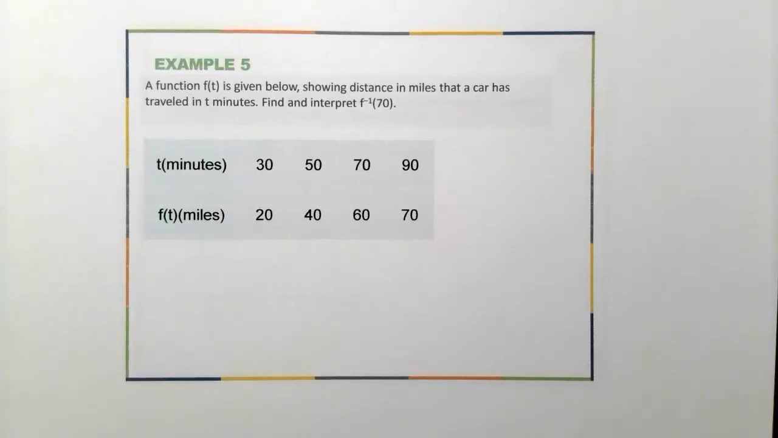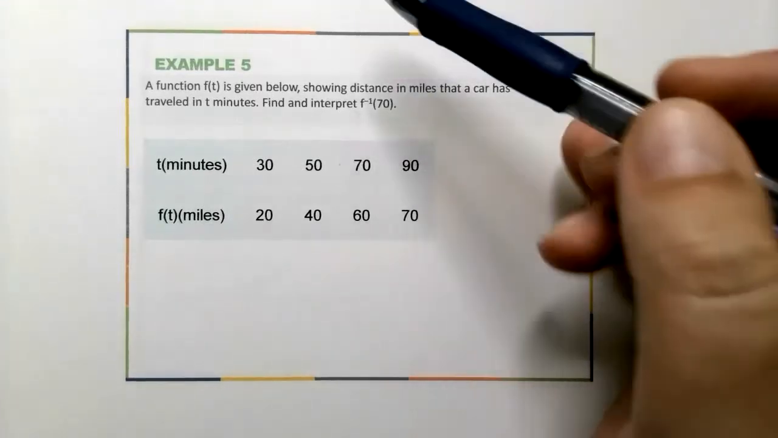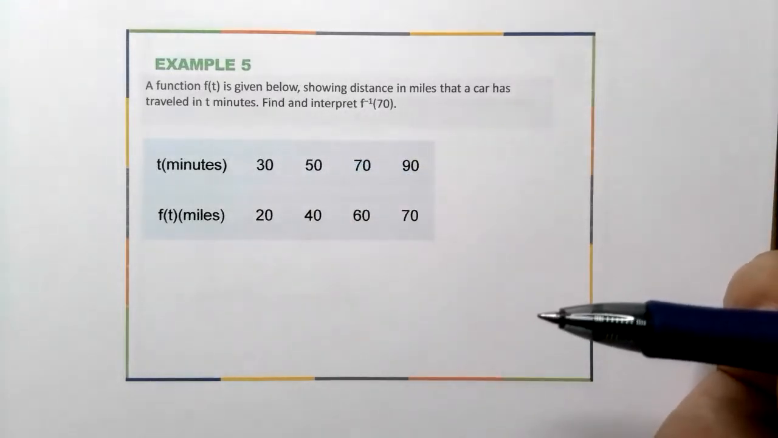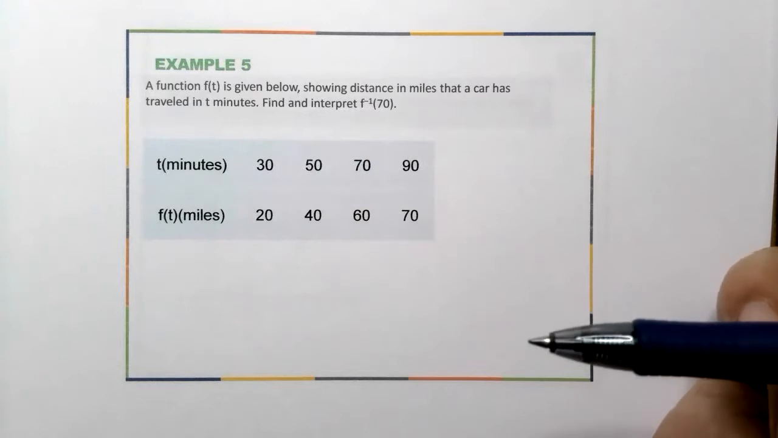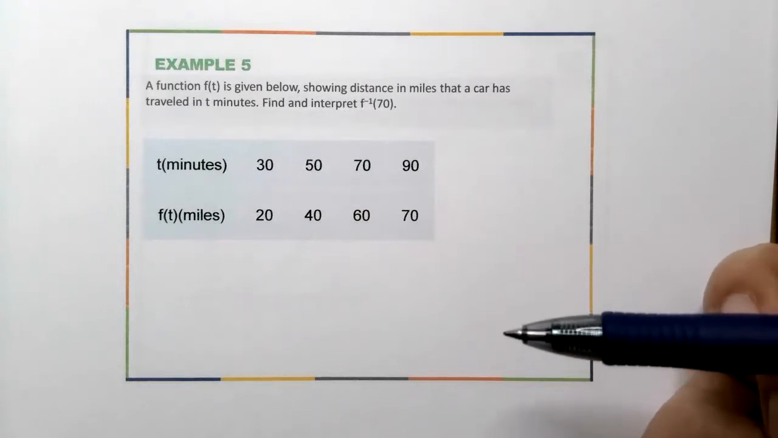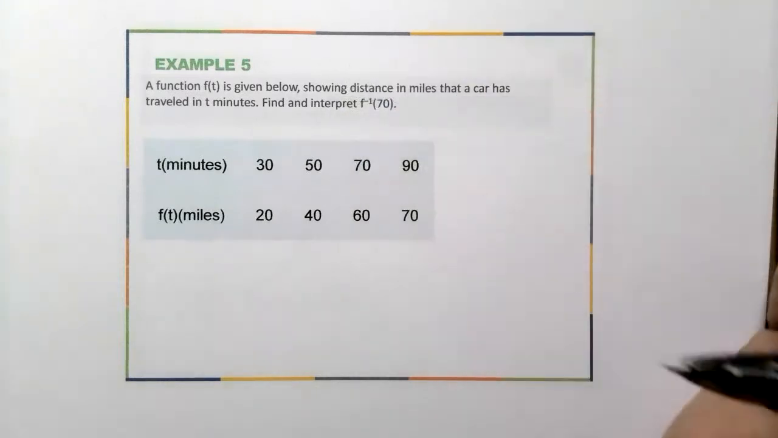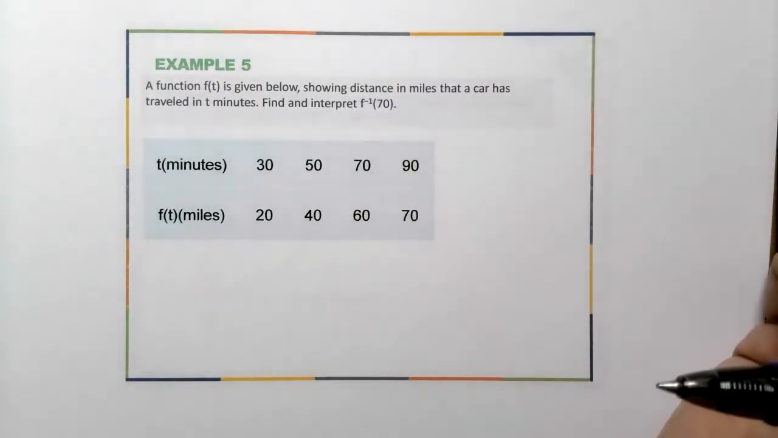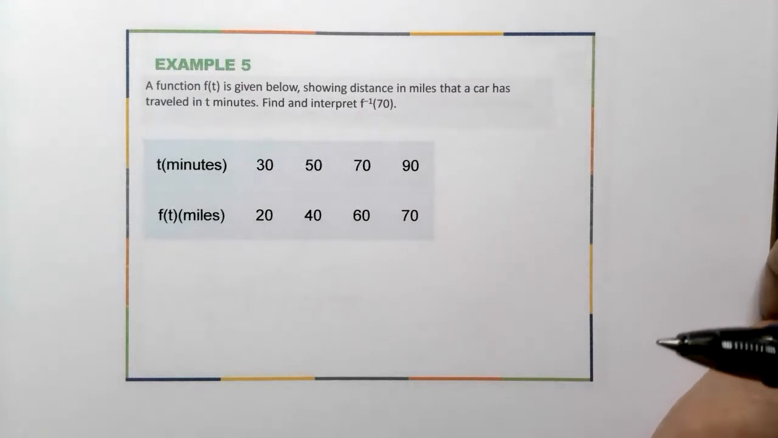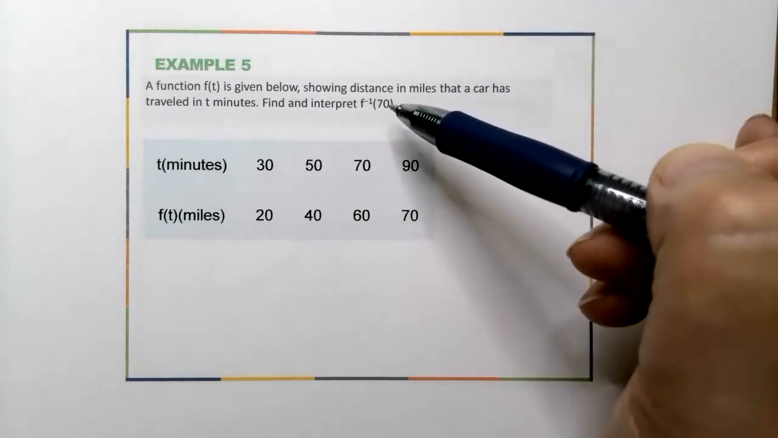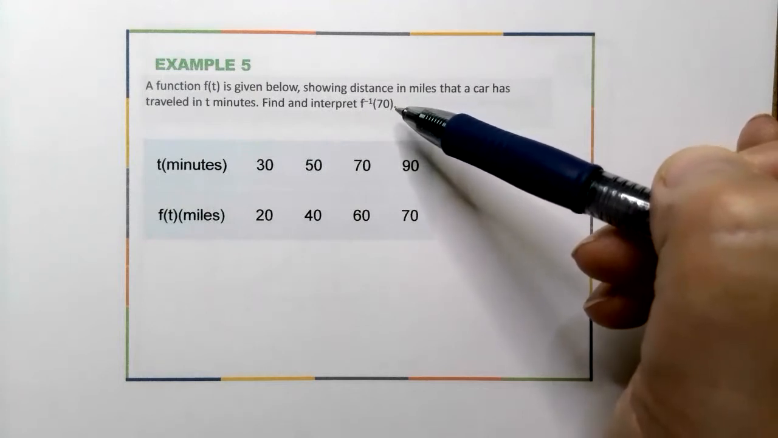In this video, we're gonna look at functions defined in tables, by tables and graphs, and try to find the inverses and interpret their meaning. Okay, so let's take a look at example 5. It says a function f of t is given below, showing distance in miles that a car has traveled in t minutes. Find and interpret the inverse of f at 70.